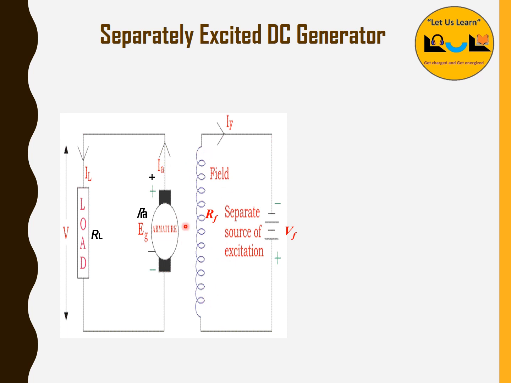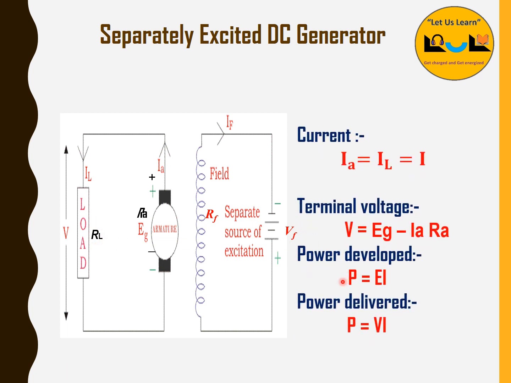To excite this field winding we give some external input. Here RF is the field winding resistance, IF is the field current, RA is the armature resistance, IA is the armature current, EG is the EMF, and RL is the resistive load. Now the current, terminal voltage, and power developed and power delivered relations.